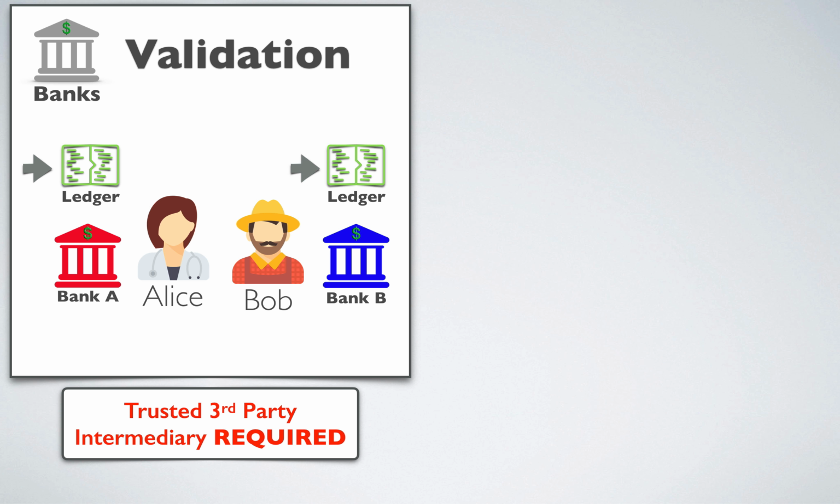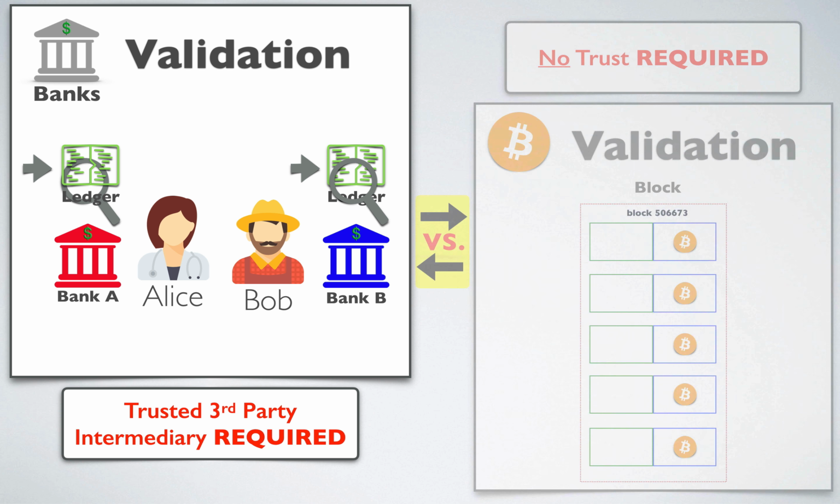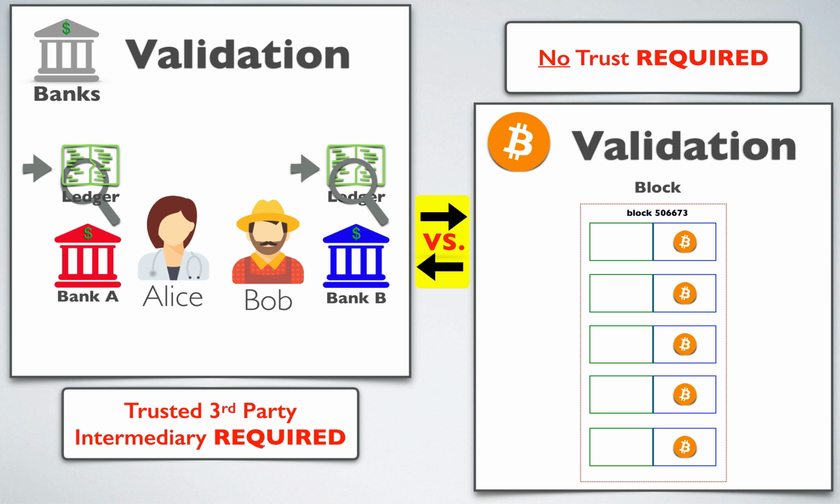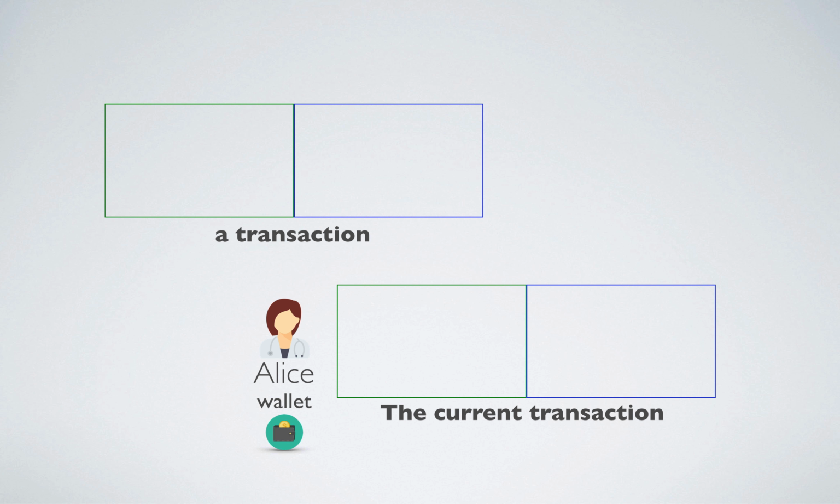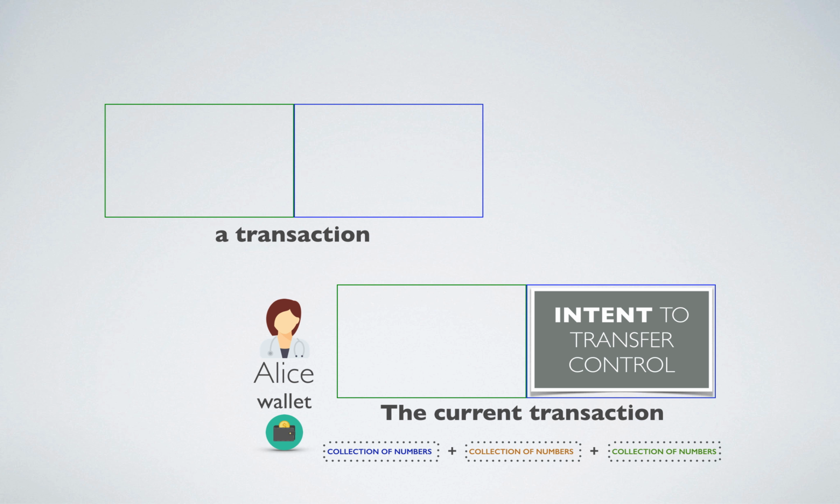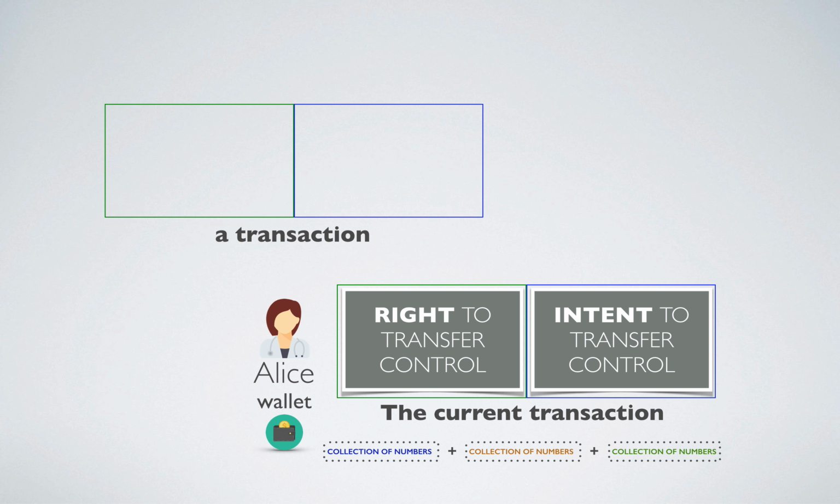In the trusted system, participants rely upon these banks to validate the transfer and accurately record the debits and credits for each account holder. The Bitcoin protocol accomplishes the same task, however, with a very different implementation that requires no trust. Except for the Coinbase transaction, which I'll discuss later, transferring control of Bitcoin involves at least two separate transactions. The first transaction, called the current transaction, is created by Alice and more accurately, her wallet. The current transaction is just a collection of numbers that document Alice's intent to transfer control as well as her right to transfer control of some Bitcoin to Bob.